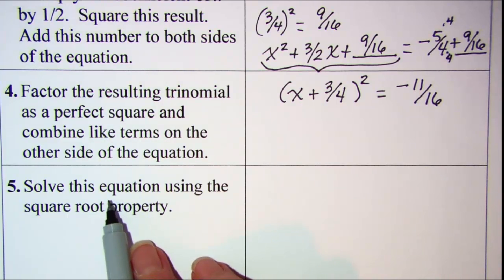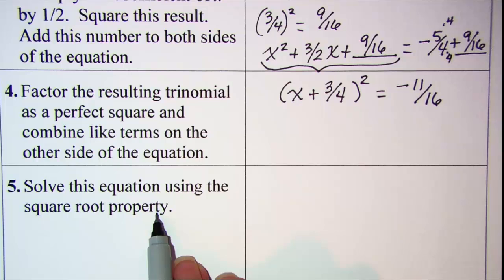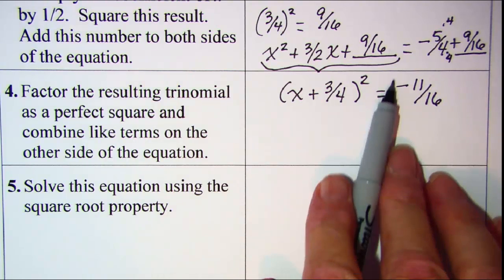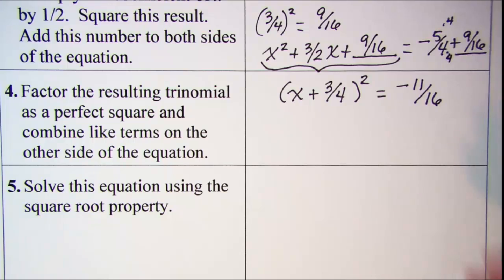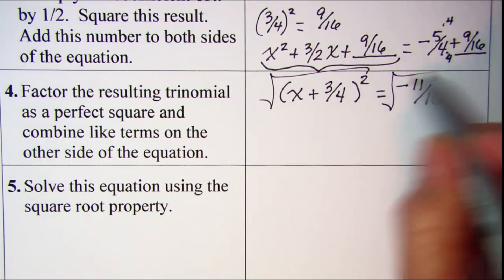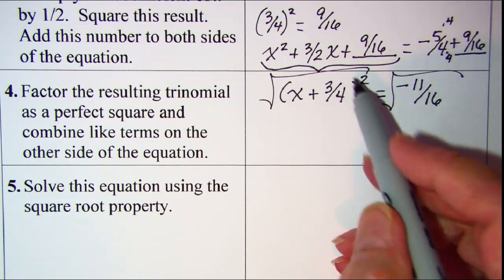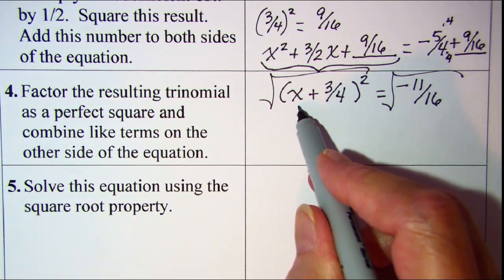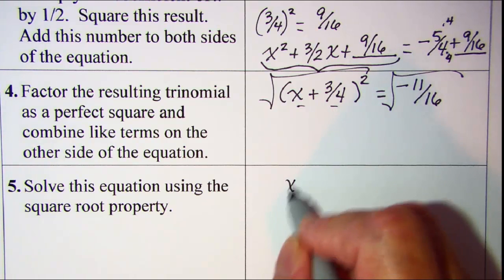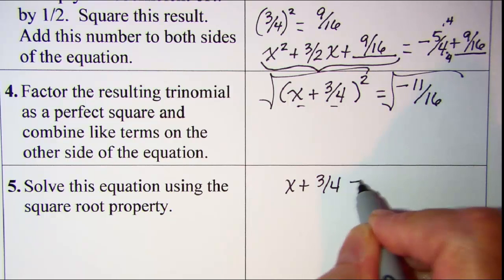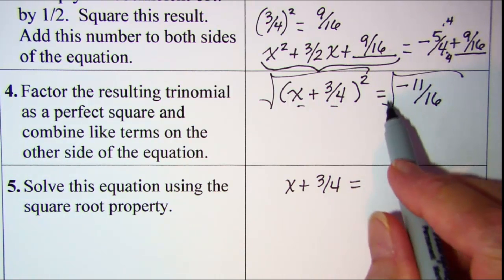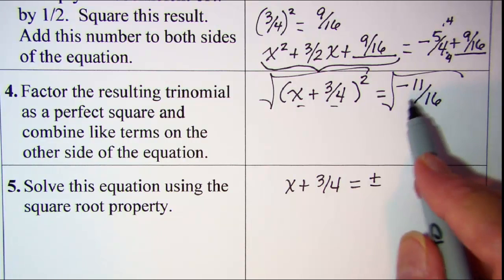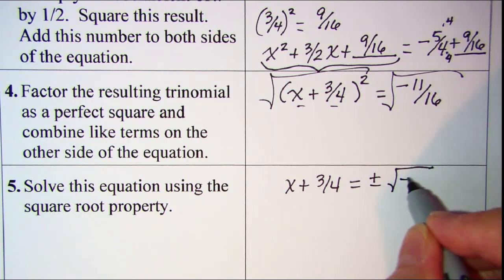My next step is to solve this equation using the square root property. The square root property says if you have a quantity squared on one side of an equation and a number on the other side, you can square root both sides. So I'm going to do that. On the left, whenever you square root a square, those are inverse operations, so they're gone, and you just have x plus 3/4 equals, and then the square root property also says when you square root both sides, you have to write plus or minus on this side, and we have the square root of negative 11 over 16.